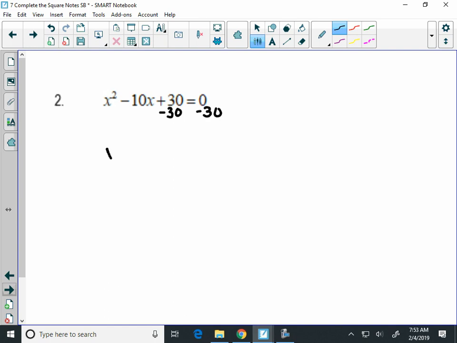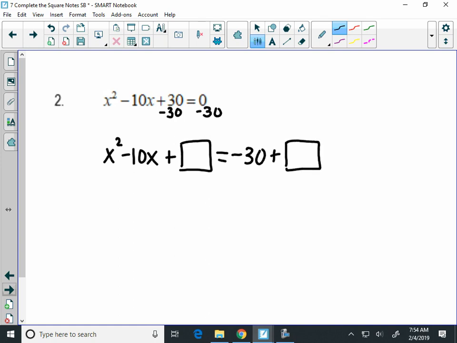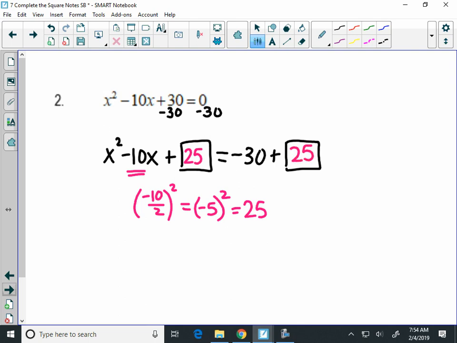When I subtract 30, I'm going to write this as x squared minus 10x. And remember, once I move that number, I'm going to put a plus a box on the left. And then the right is going to be minus 30 plus a box. To fill in the box, we take half of this middle term. So half of negative 10, and we're going to square it. So negative 10 divided by 2 is negative 5 squared, and negative 5 squared is 25. So I'm going to fill a 25 into both boxes.